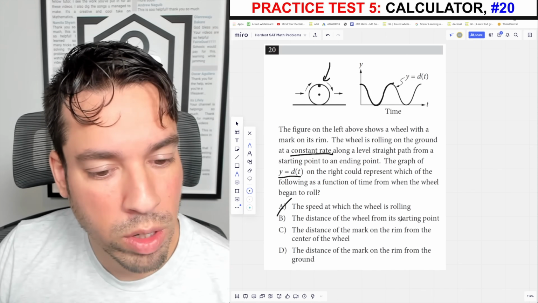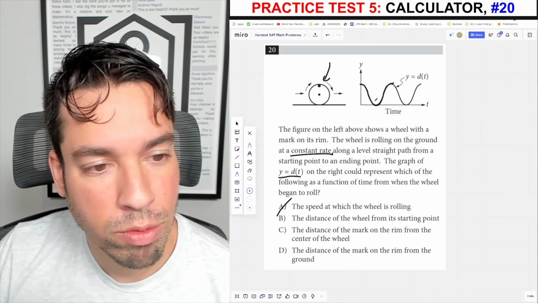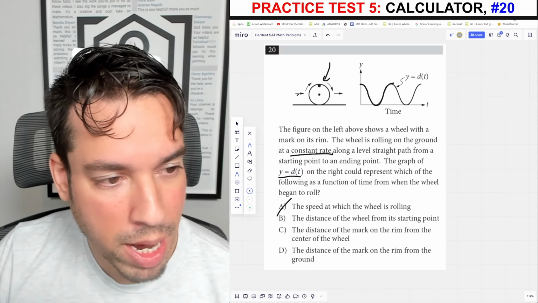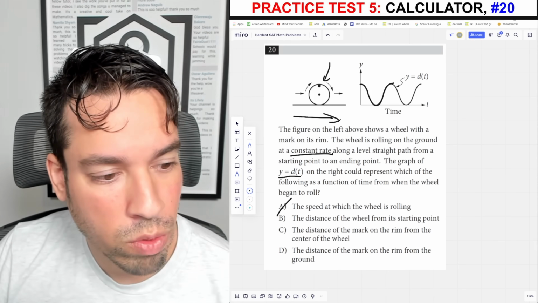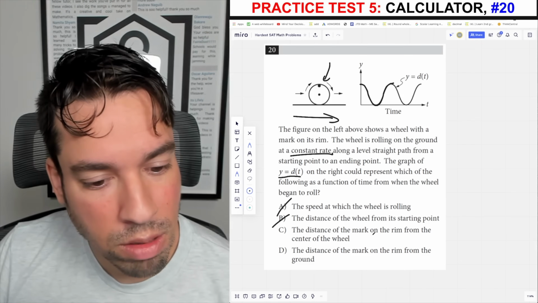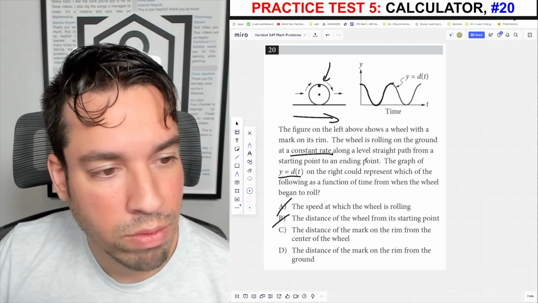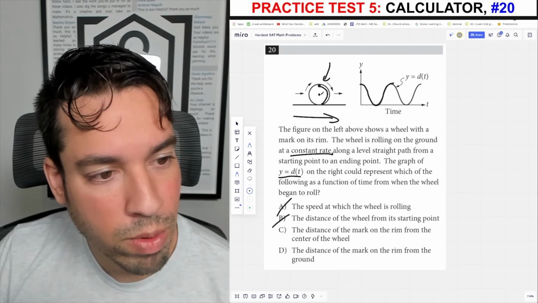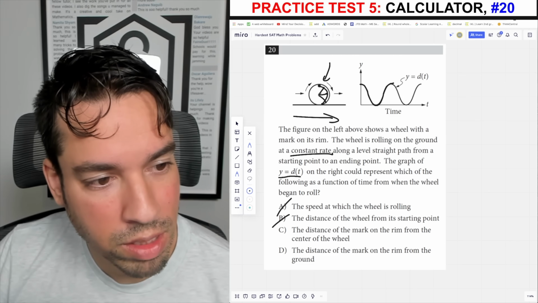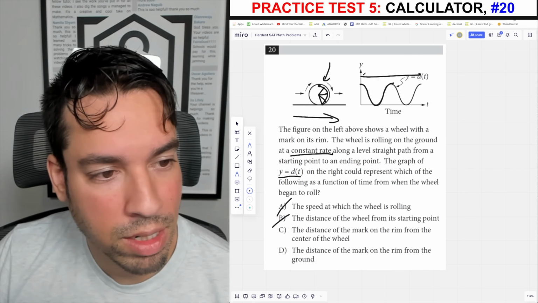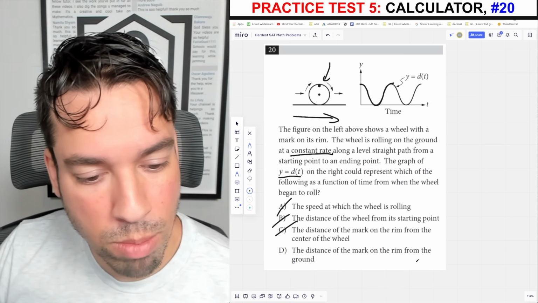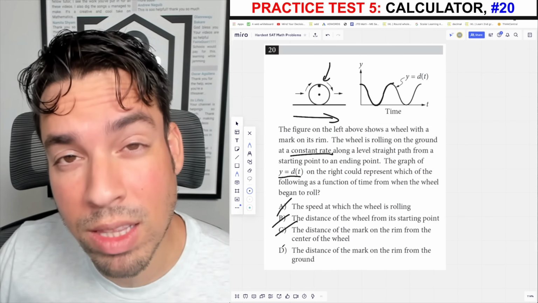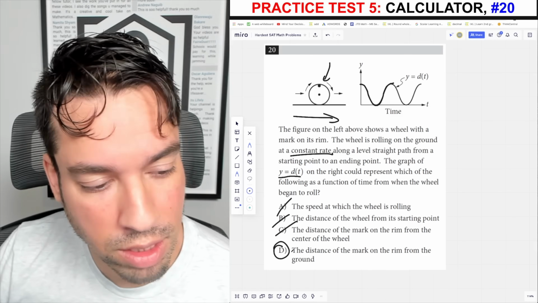The distance of the wheel from its starting point, I don't see how it would be oscillating unless it's going back and forth, right? But it looks like it's just going in that direction. That's out. The distance of the mark on the rim from the center of the wheel. This almost looks good. The only problem is, wait a minute, as it goes around, it's the same distance from the center always. So that would again be a constant. Last but not least, the distance of the mark on the rim from the ground, and that's what we logically deduced anyway, so D is the answer, and that's it.